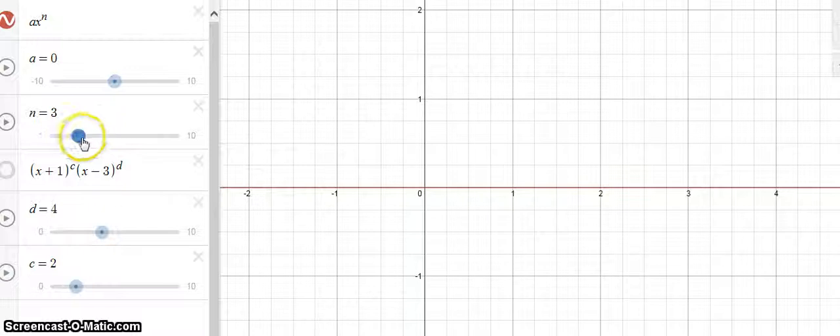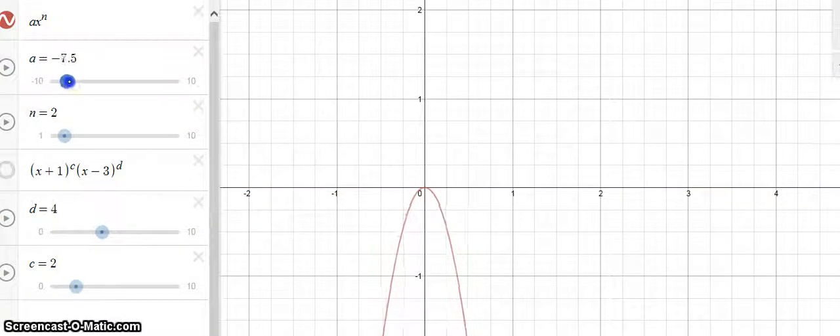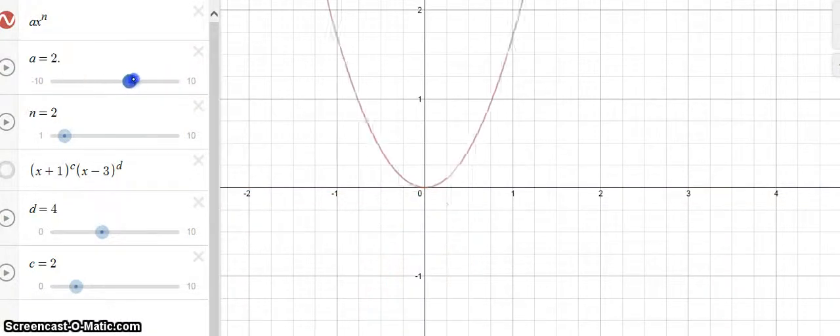Let's look at a few specific examples. Okay, let's say n equals 2. This is a parabola then, x squared. As your a changes, what happens?